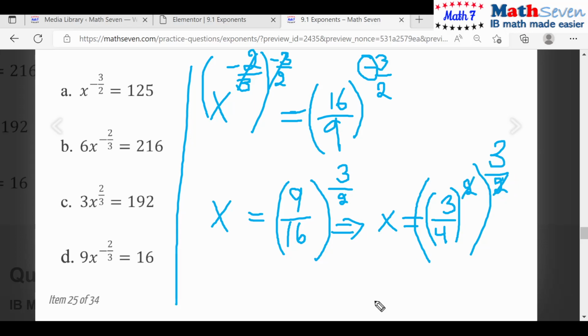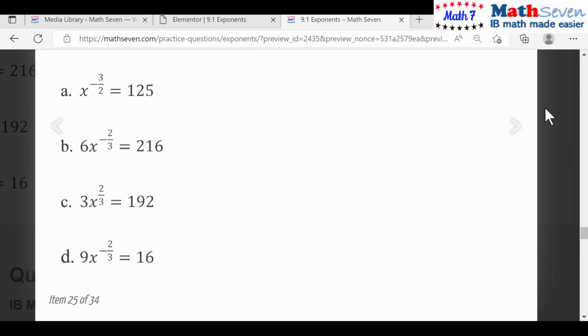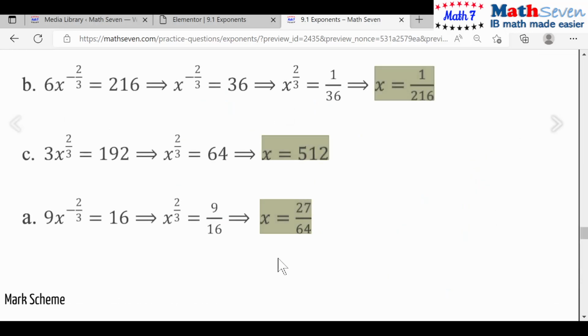This and this cancel out. That means x equals 3 cubed, 27, over 4 cubed. What is 4 cubed? 64. 4 to the power of 3 is 64. That's your final answer. Check the mark scheme. 27 over 64, done. Okay.